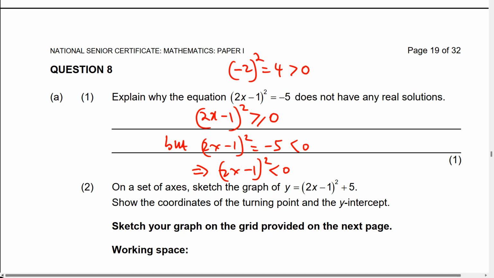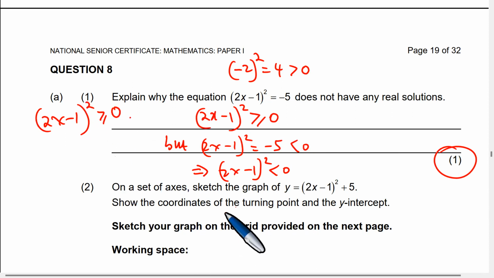And you don't need to write more, because how many marks is the question worth? 1 mark. Explain why the equation does not have any real solutions. Well, the reason is that the square is greater than or equal to 0, and therefore it can't be negative 5. They've forced it to be negative 5, which can't be the case. It can't be a negative number, and therefore there are no real solutions.